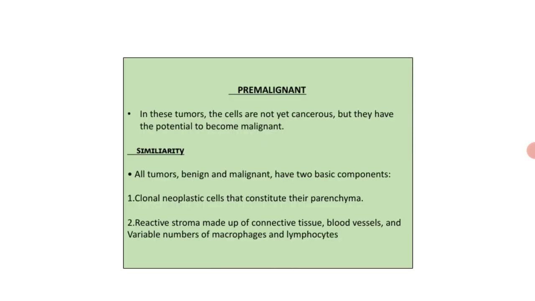And another tumor is pre-malignant, and in these tumors the cells are not yet cancerous but they have the potential to become malignant. They have some similarities and dissimilarities. First, the similarity: all the tumors, malignant and benign, have the same components. First is clonal neoplastic cells that constitute their parenchyma, and the second is reactive stroma made up of connective tissue, blood cells, and variable number of macrophages and lymphocytes.